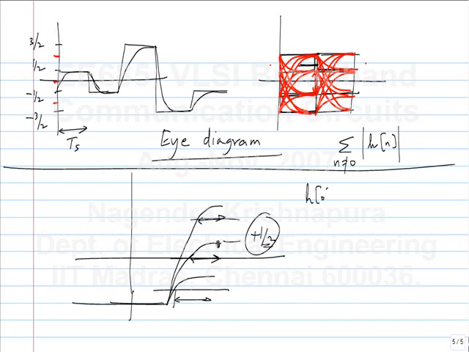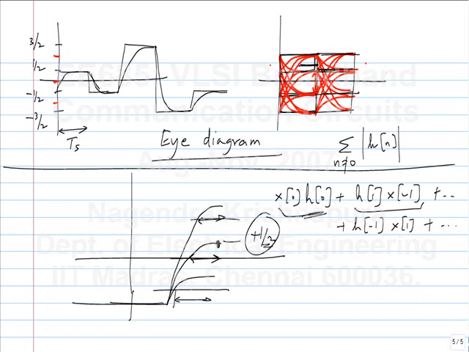I have h of 0 plus h of 1, x of minus 1 and so on, all of the post-cursor terms, and h of minus 1, x of 1 and so on, all of the precursor terms. This is what I am interested in receiving. To see the worst case effect on this, I'll make sure that all of these have their maximum possible magnitude and the opposite sign to h of 0. Of course, this is h of 0, x of 0.